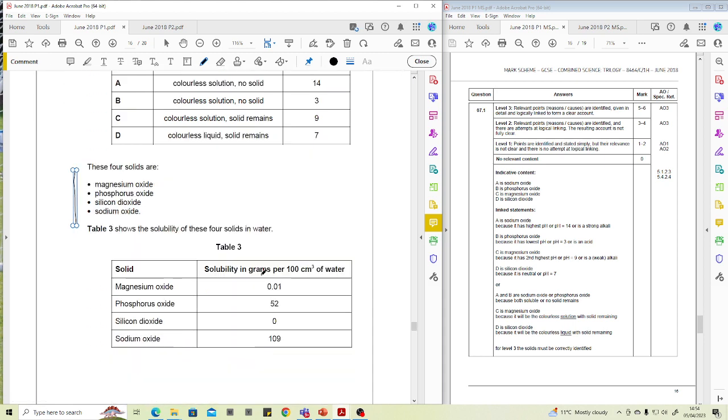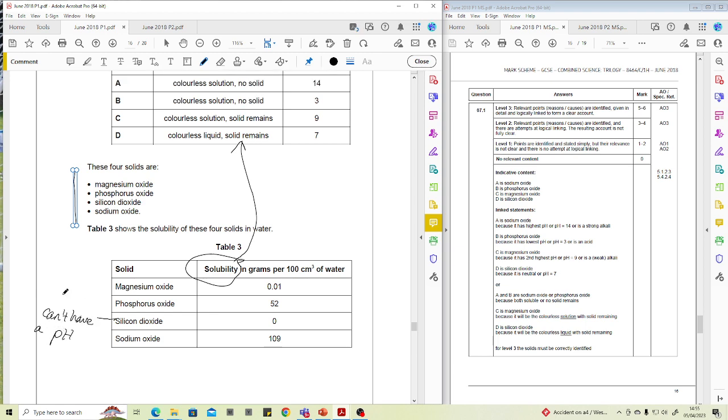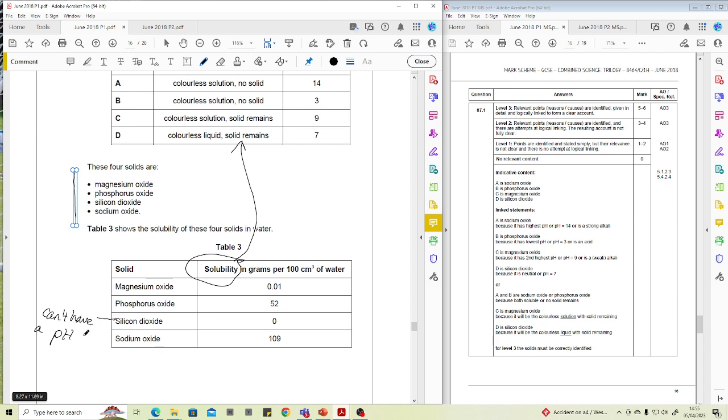Oh yeah, the solubility in grams. So we're trying to match this to this, whether or not any solid remains. And if something doesn't dissolve at all, it can't have a pH either. Okay, so you wouldn't be able to measure the pH of the thing, so you would just be getting the pH of water.